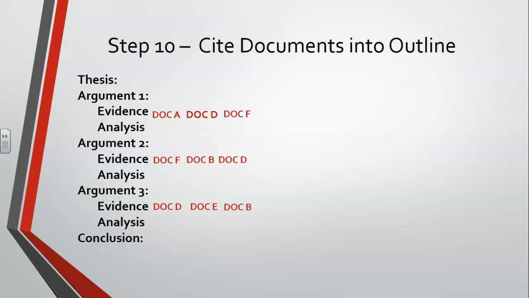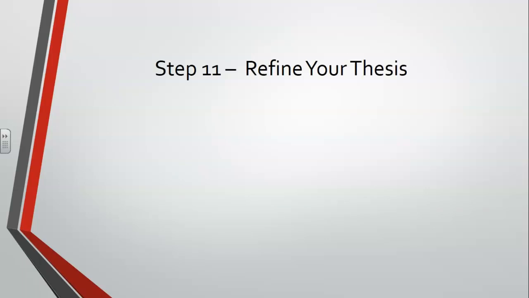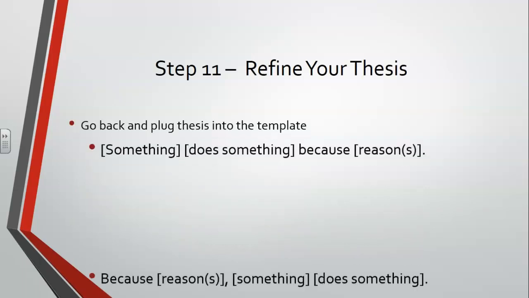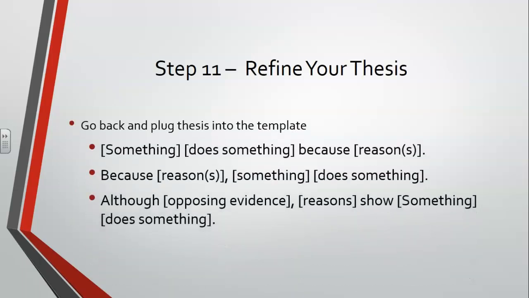And when we're talking about argument 3, we need to cite document D, E, and B right through there. Number 11 is you need to refine your thesis. Go back, plug your thesis into the template. So the template, which I've talked about before: something does something because of reasons, or although opposing evidence, reasons show something does something.